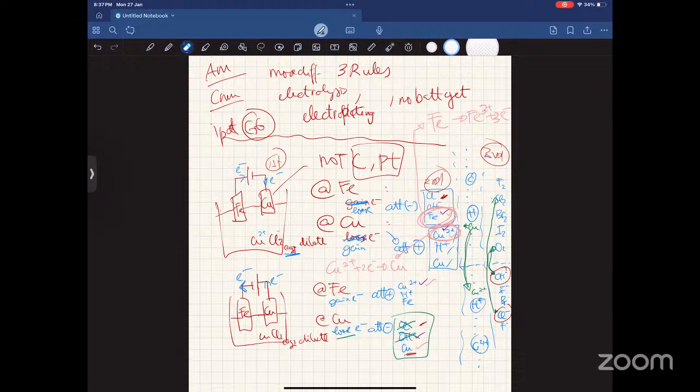Okay. Electroplating is plating something with a metal, right? So let's see whether that actually happens or not. Our observation is very simple. Look, our observation is truly simple.